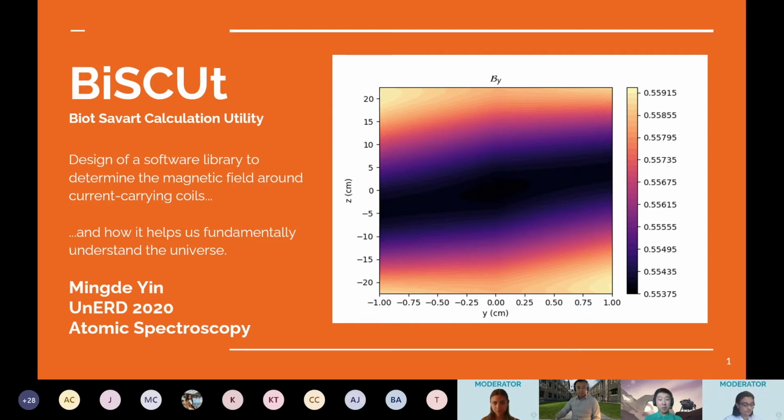Hello everyone, my name is Mingde, and today I'm going to be talking to you about Biscuit, or Biot-Savart calculation utility. This is the process of how I designed a software library to determine the magnetic field around a set of current carrying coils. And this software is actually being designed for an atomic physics experiment.